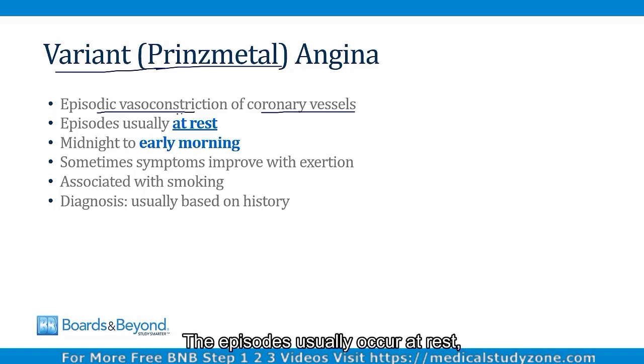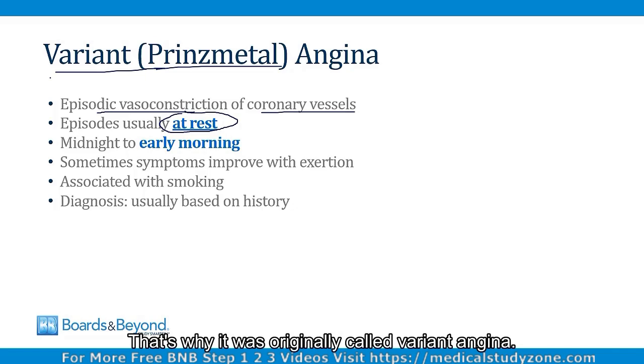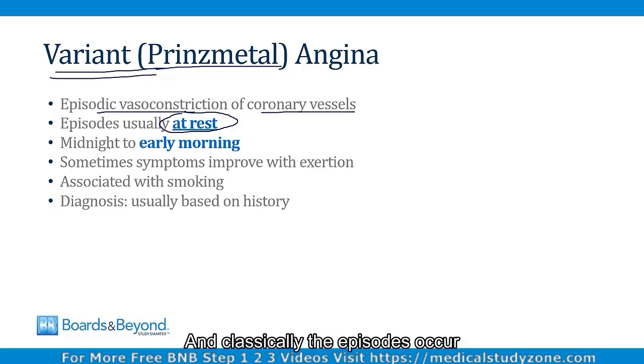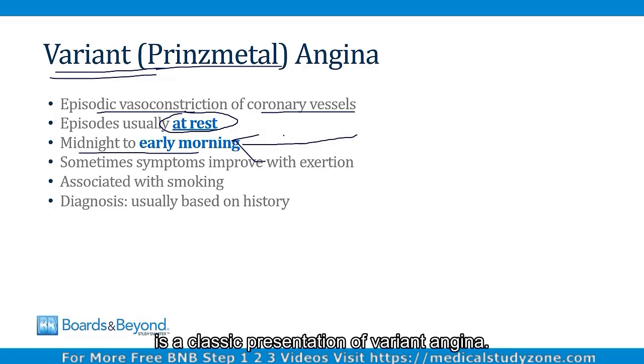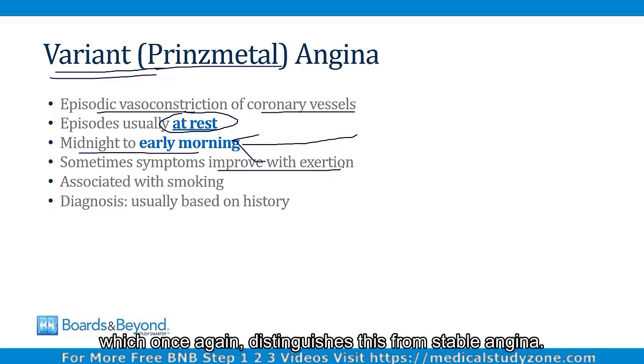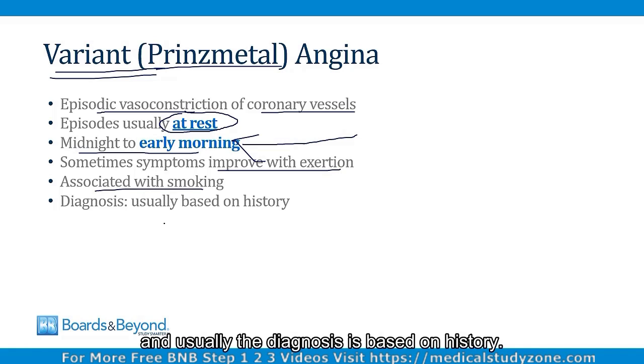The episodes usually occur at rest, which makes this very different from stable angina. That's why it was originally called variant angina. And classically, the episodes occur from midnight to the early morning. A person who wakes in the morning with angina at rest is a classic presentation of variant angina. Sometimes patients with this form of angina even see symptoms that improve with exertion, which once again distinguishes this from stable angina. This almost always occurs among smokers, and usually the diagnosis is based on history.